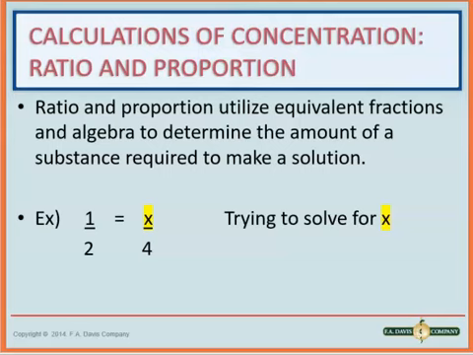So in calculations for concentrations, we're going to use ratio and proportions in order to solve our problems. When we use ratio and proportions, we're going to utilize equivalent fractions and algebra to determine the amount of substance required to make a solution. So let's look at the example given. We've got 1/2 equals x over 4. So we're going to be trying to solve for x in this particular example.